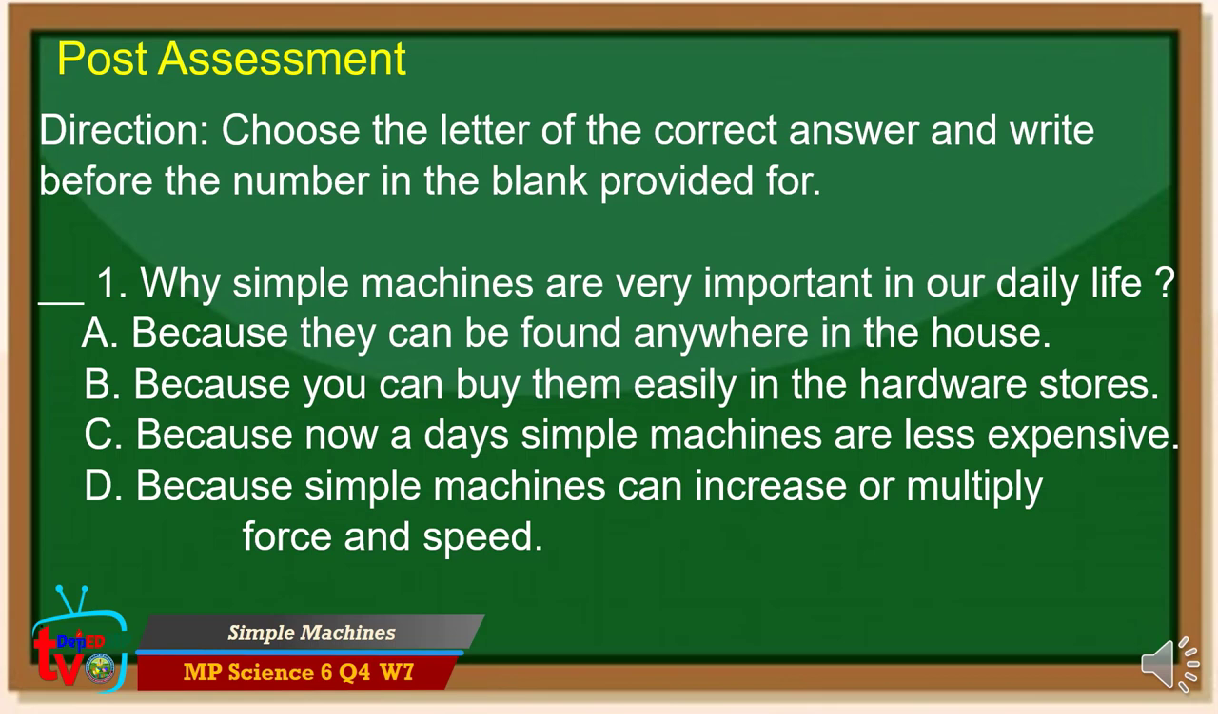Direction: Choose the letter of the correct answer and write it before the number in the blank provided. Number one question. Why are simple machines very important in our daily life? A. Because they can be found anywhere in the house. B. Because you can buy them easily in the hardware stores. C. Because nowadays simple machines are less expensive. D. Because simple machines can increase or multiply force and speed. The answer is D.